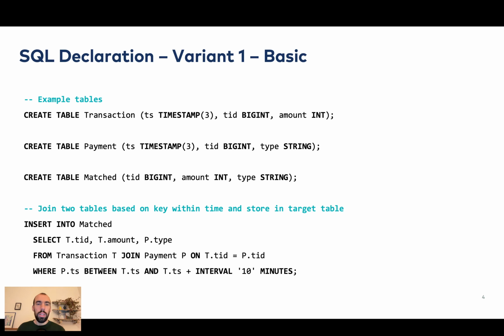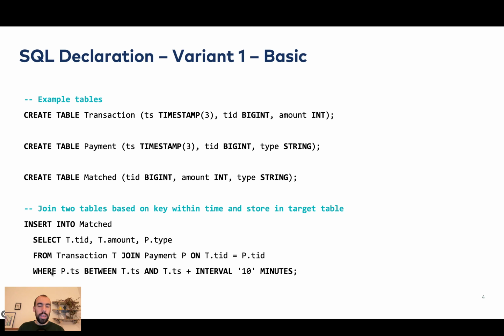So the first variant is a basic variant. You will see that all 3 variants perform some kind of joining. And they have just slightly different modifications to trigger different pieces in the optimizer. So in this variant, I have created 3 tables, 2 input tables and 1 output table. So we have a transaction and a payment input table. Those 2 have timestamps, a TID for the transaction ID, amount, and type. And yeah, we want to join transaction and payment together based on a key.